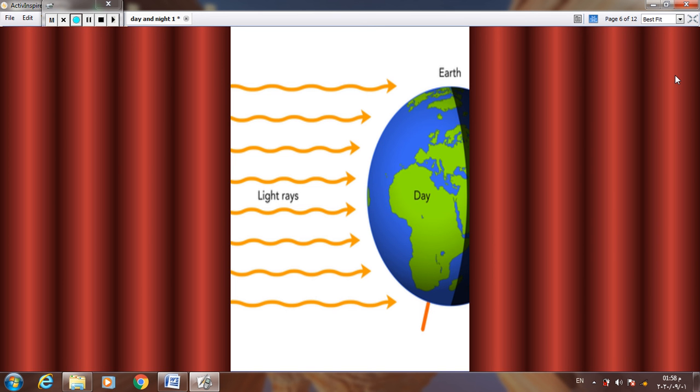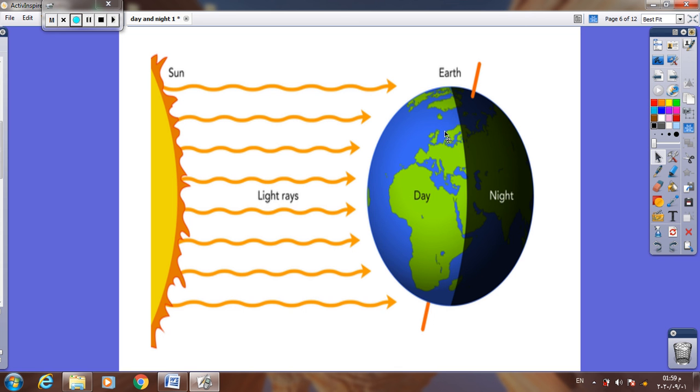In this picture, we can see the Sun and Earth. The half of the Earth that faces the Sun is at daytime, while the other half is at night time. When the Earth rotates around itself, the other half becomes daytime and the daytime half becomes night time.